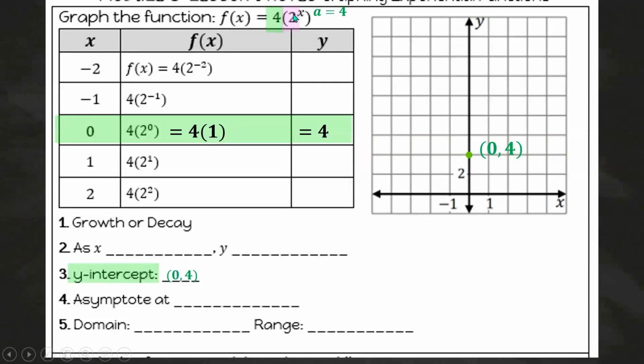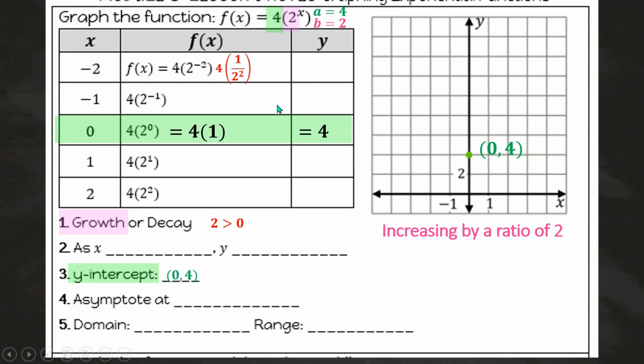Now I'm going to go ahead and take a look at my ratio of 2. Okay, so my b is equal to 2. It's increasing by a ratio of 2, which means I have exponential growth because 2 is greater than 0.